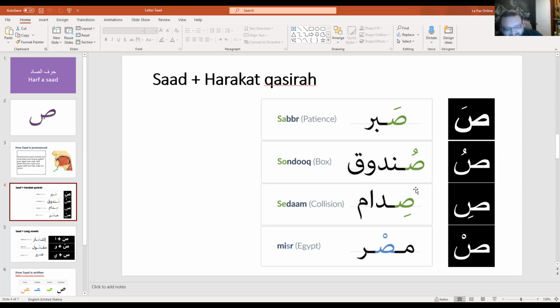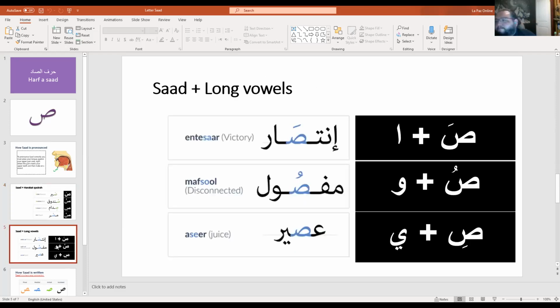Okay, I get it now. So sa, su, si, or s. Not as sa, su, si, is with the sin. So yes, some non-Arab speakers do confuse the sad with the sin. They will pronounce it as a sin whether it's a sad or a sin, which sounds weird sometimes in some words.